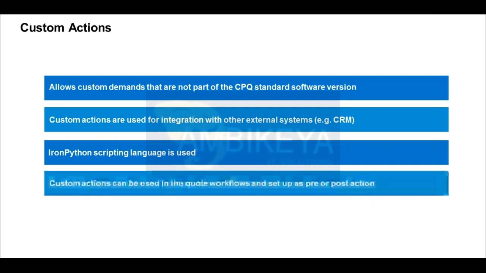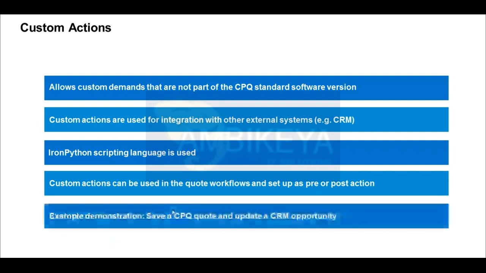And you can use them for a lot of different things, but what I'm going to show you is an example of a really, really quick, easy one-line piece of scripting code to create a custom action. I'm going to show you how you can create a custom action and then use it in a quote workflow where you can set it up to take effect before or after some action. We'll set up a custom action that when the CPQ quote, or right after the CPQ quote, is saved, the CRM opportunity is also updated. So we're not going to do anything fancy with the code. I just want to show you what it looks like within CPQ.